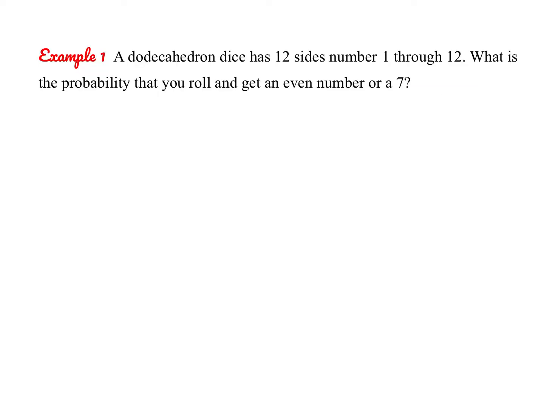Let's look at this first example together. So we have a dodecahedron dice, which is a 12-sided dice that we're rolling. So it has the numbers 1 through 12 on them. So we have 12 possible options for what we could roll. What is the probability that you roll and get an even number or a 7? So you can see that these two events, let's call the even number event A, and let's call rolling a 7 event B. These are mutually exclusive because it's impossible for a number to be both even and 7.